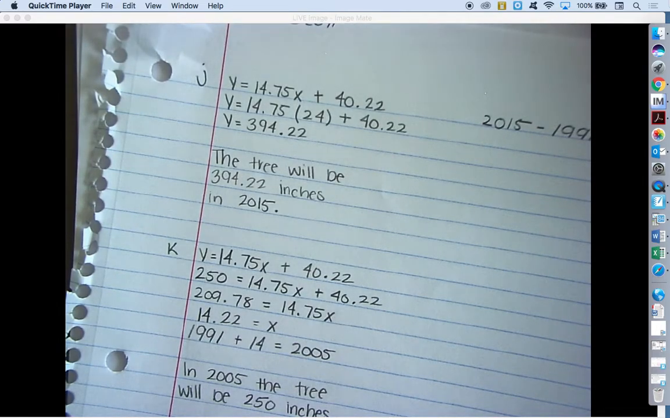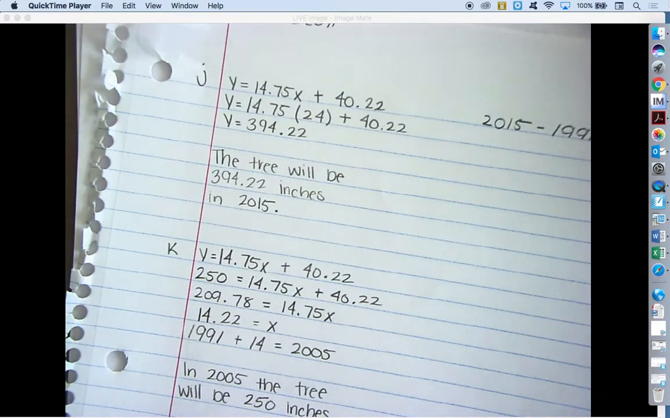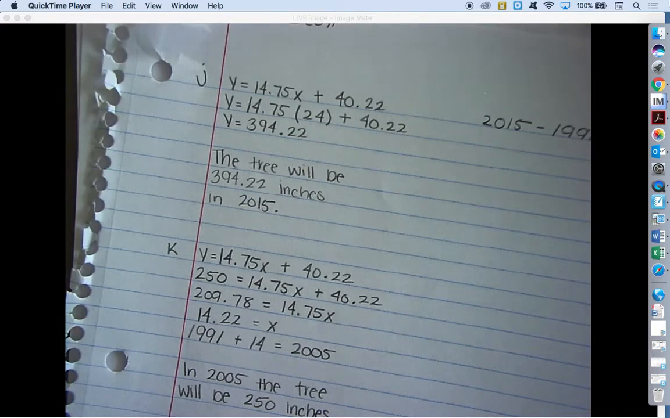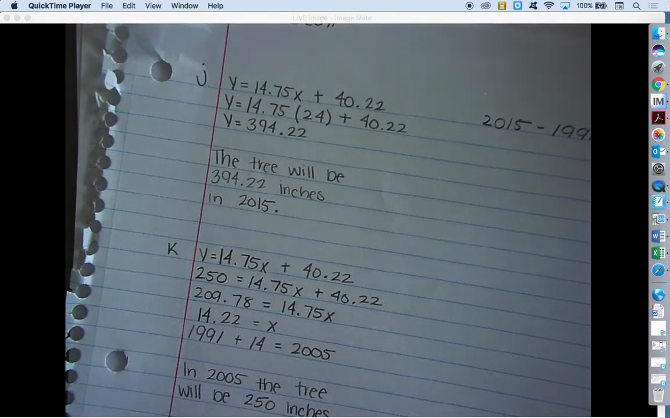And then for K, you write the equation, you needed 205 inches, subtract 40.22. You divide and it is 14.22. You add 1991 plus 14, 2005. So in 2005 it will be 250 inches.